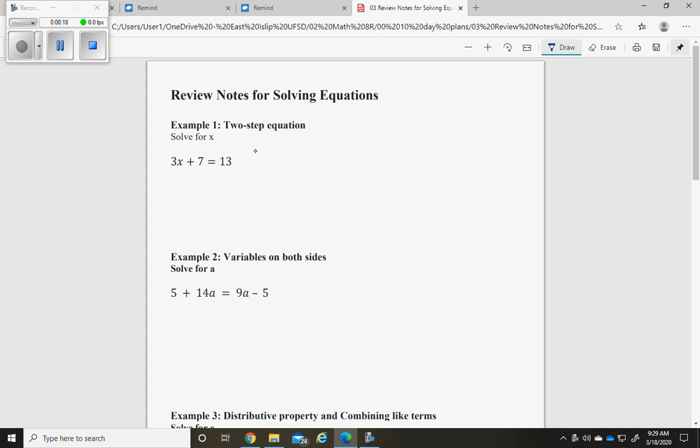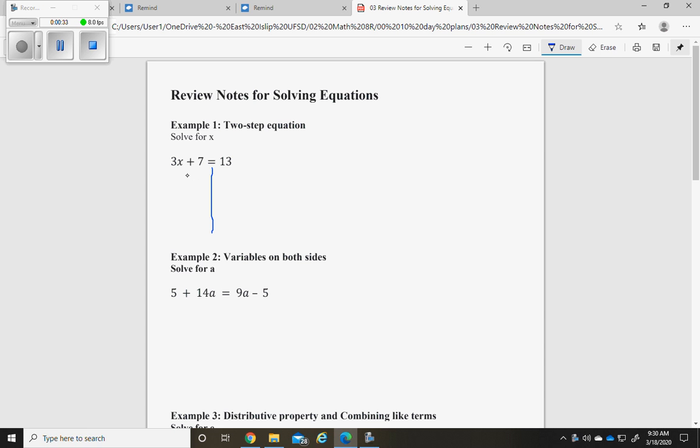So number 1 is a two-step equation. We're going to be using our properties of equality. Remember, the equal sign is like the center of the equation. It's where the equation is balanced. Whatever you do to one side, you do to the other.